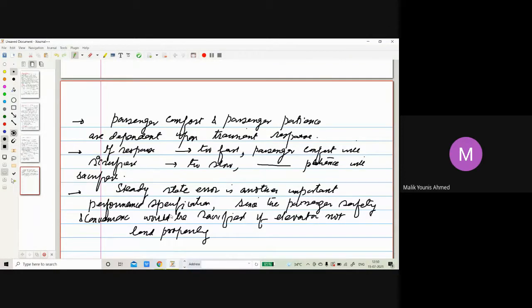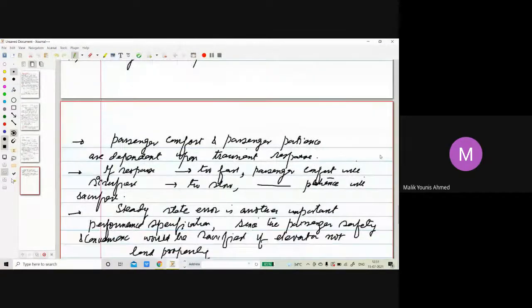If the error is minimum, then a passenger can land safely on the fourth floor, and it will be convenient for him to reach the fourth floor. If the error is more, it will be very uncomfortable for him. So two performance factors are very important in this example of a control system: number one, transient response, and number two, steady state response. For the first, transient response, passenger comfort and patience will be determined, and for the second, convenience and landing of the elevator will be important.